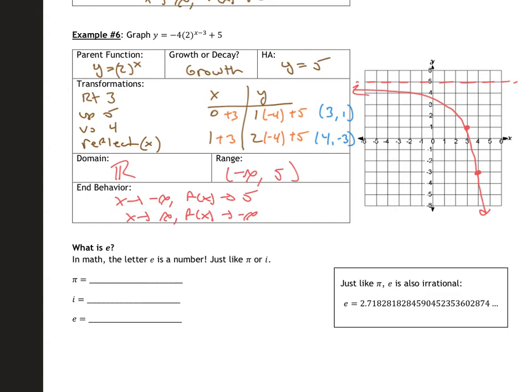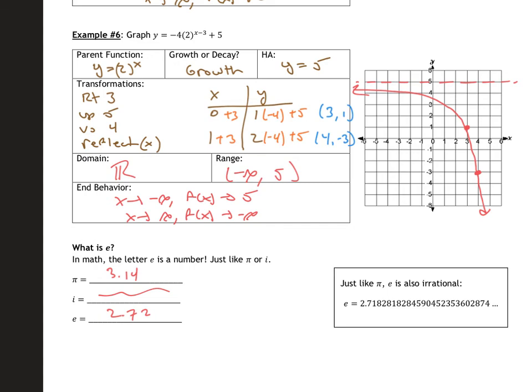All right, finishing this up. What is the letter e? So in math, the letter e is just a number. It's kind of like pi or i. It's irrational, so it's that really, really long number. So remember, pi was about 3.14. e is about 2.72 if we're going to round it. So we use e when we're talking about specific growths or decays.